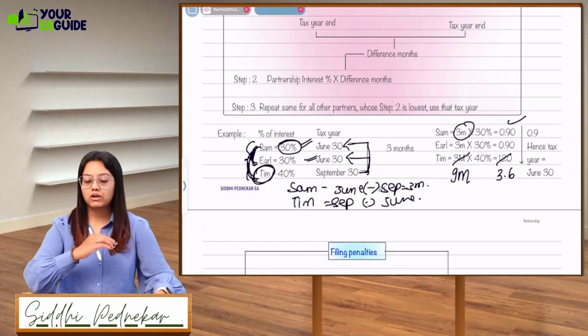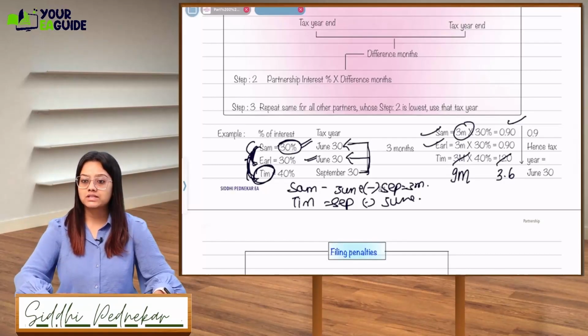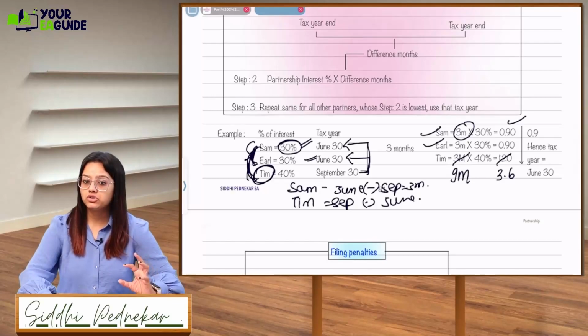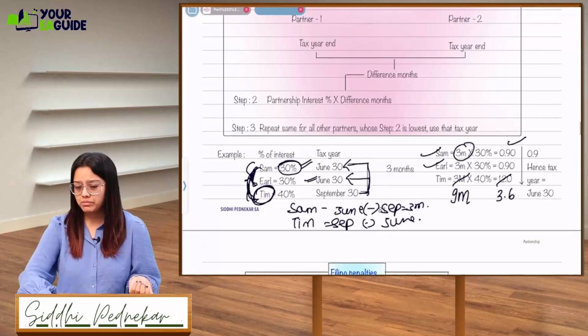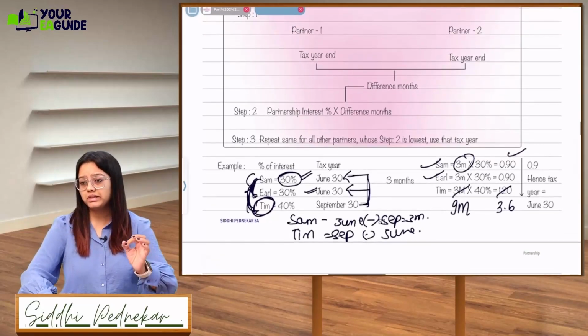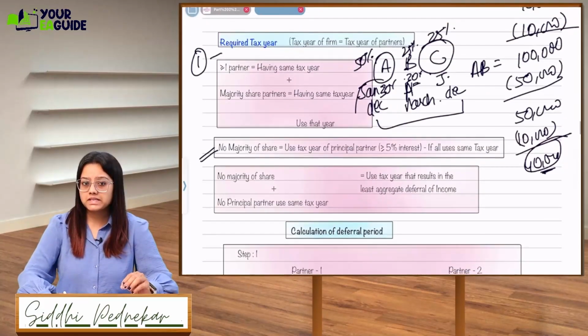Whichever is the lowest, right? When you do this calculation, whichever is the lowest, you have to check. It comes to Sam and Earl. So hence we are going to use the tax year ending on June 30. Okay, there can be this type of calculation, but it will be in a very rare case. In a very rare paper, this calculation will come. But please make sure to remember this.